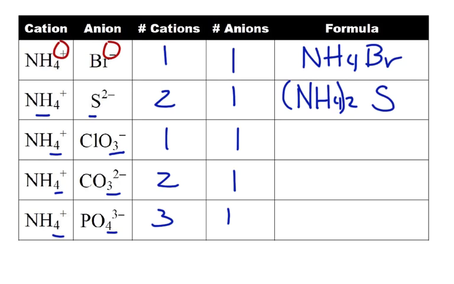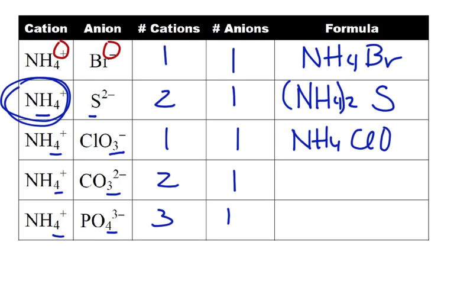So what I really want are two NH4s, and that's what I have, NH4 in parentheses, 2, and a sulfur. We would say that as ammonium taken twice, sulfur, sulfide. So NH4 taken twice, S, and the compound is ammonium sulfide. The next one is easy. We just need one ammonium and one chlorate. So it's impressive looking, but it's NH4ClO3.